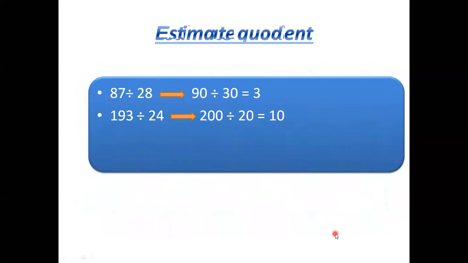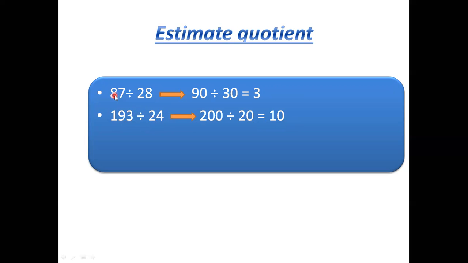Now next is estimate quotient. In estimating the quotient, you have to remember one point. If they have given a 2-digit number, you have to round to the nearest 10. If they have given a 3-digit number, you have to round to the nearest 100. They won't specify whether to do it for the nearest 10 or nearest 100. You can see here, I have taken the dividend as a 3-digit number, but the divisor as a 2-digit number. So the dividend should be rounded to the nearest 100, but the divisor should be rounded to the nearest 10.